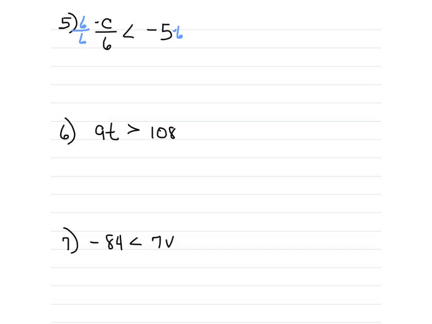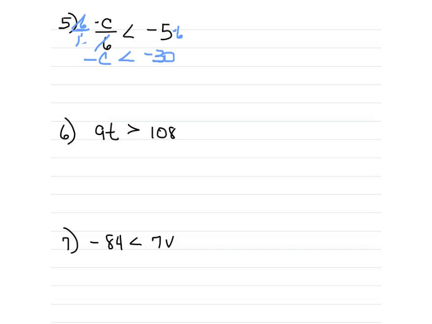Okay, and the reason that I'm doing that, and I don't know why I wrote 6 over 1, is because I want to eliminate that denominator of 6. All right, so I'll bring down negative c is less than negative 30.